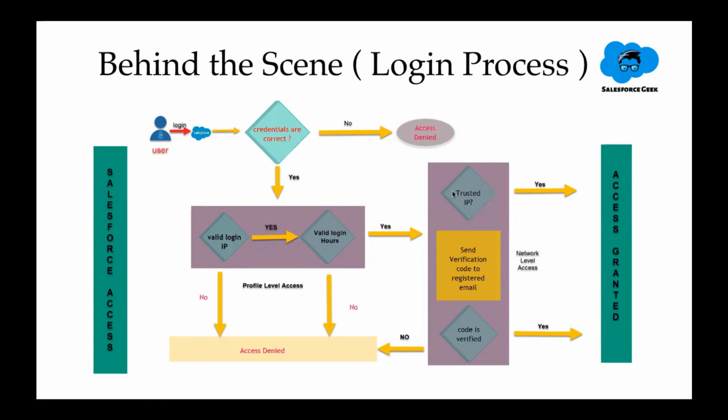If that IP range is not added, a verification code is requested. If the code is valid, again you will get access to your environment. If the code is not valid, you will not be able to access your environment, and again you have to enter a valid code. So how this works, where we can provide it, and how these IP ranges are different from login IP ranges, I'll explain to you.